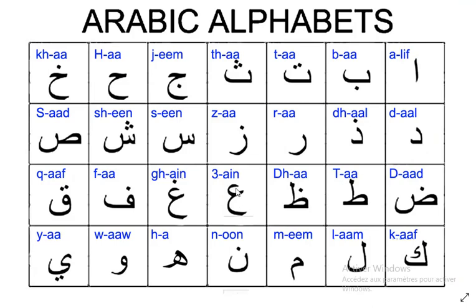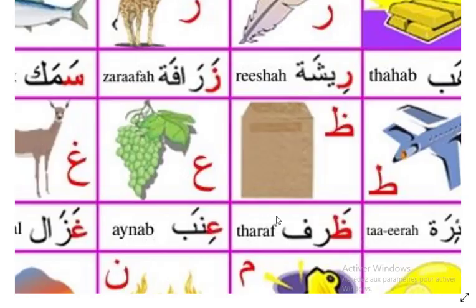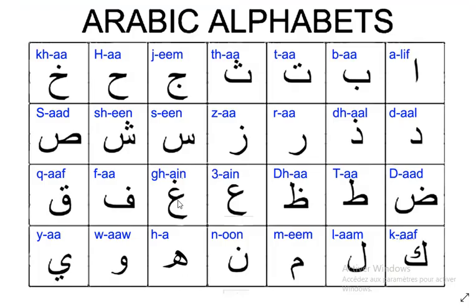The next one is عين. Again, we have a group with two letters. عين, which look the same, only the difference is the dot. The sound is ع. It's coming from the throat. عنب, which means grapes.